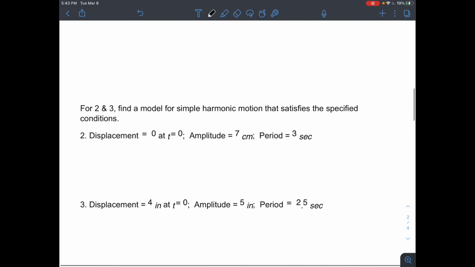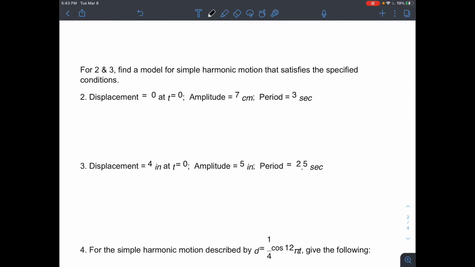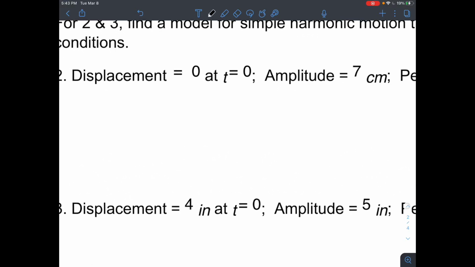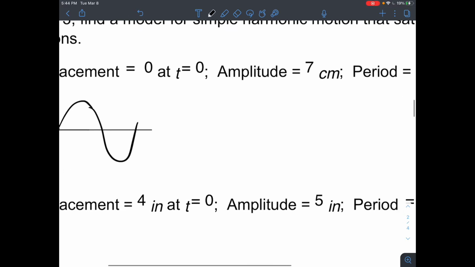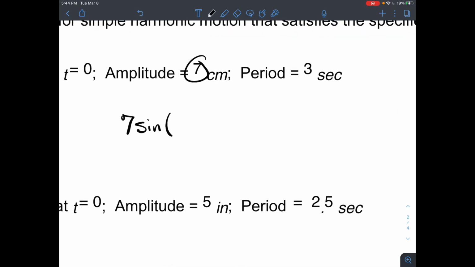Next, for 2 and 3, find a model for simple harmonic motion that satisfies the specified conditions. Very good. So we have displacement d equals 0 at t equals 0. So if we're going to graph this, we know that we could only use sine or cosine. If it's at 0 going up or going down, we know that this is the sine graph. So we're going to be dealing with sine. We see our amplitude is 7. Now we have our period is 3 seconds.